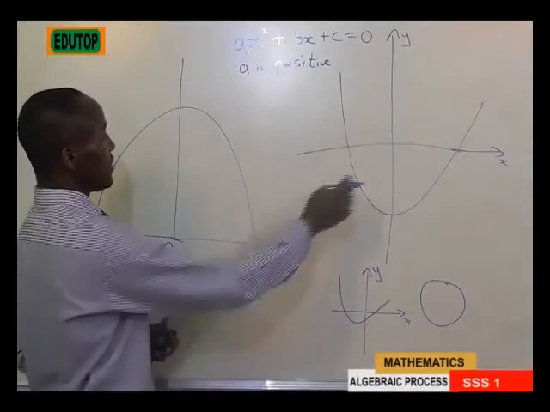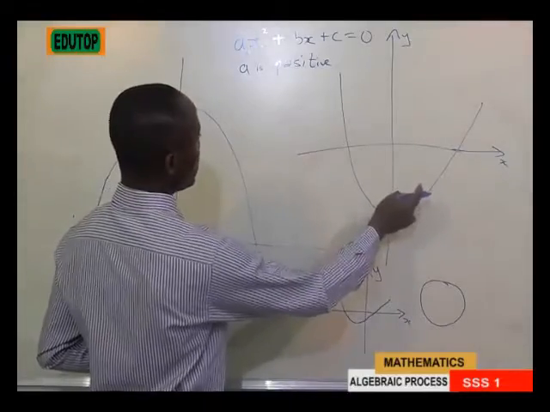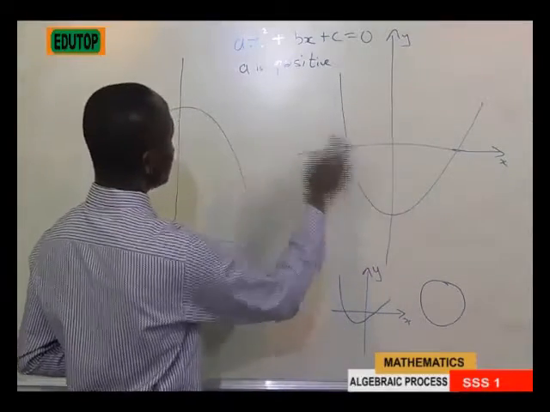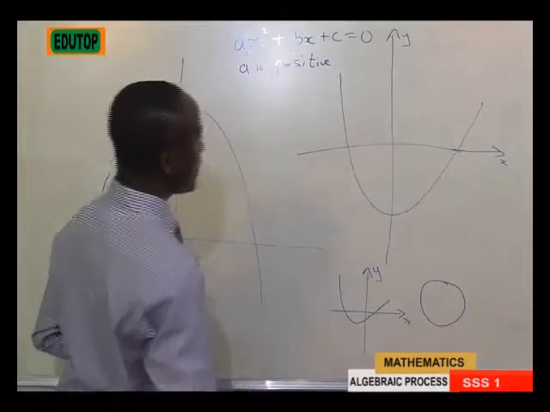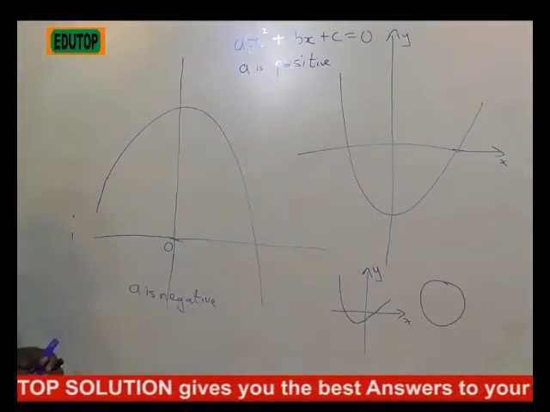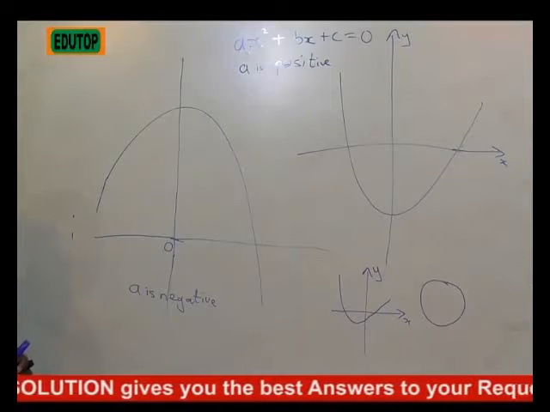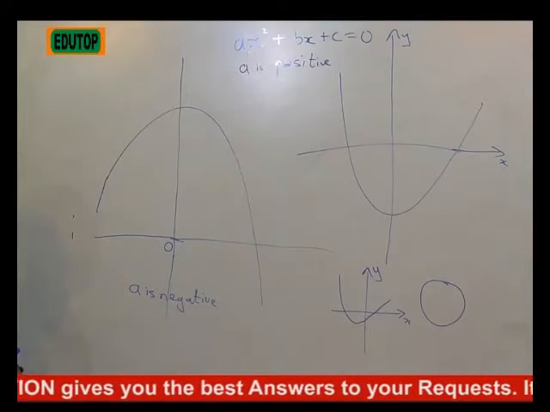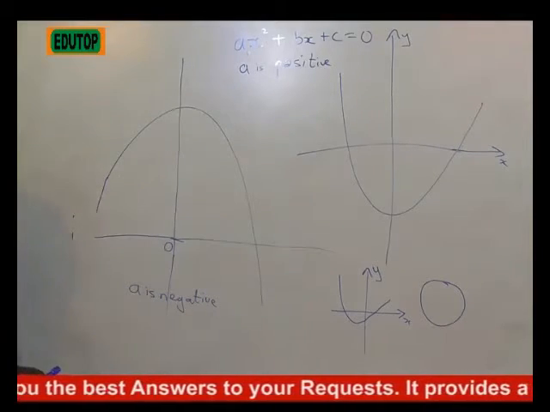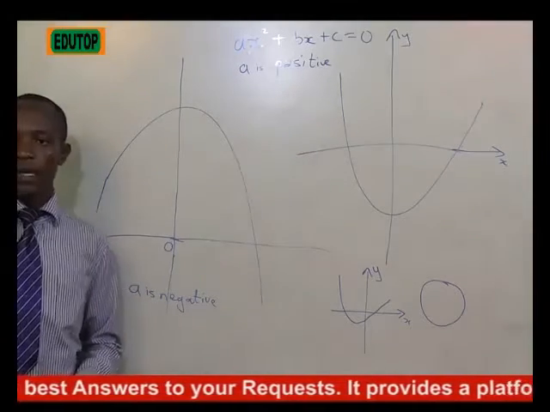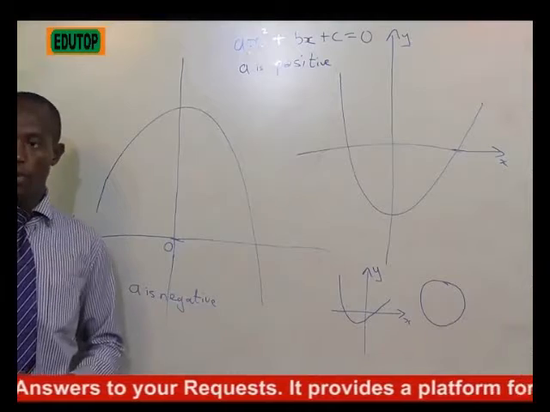So when the coefficient of x squared is positive, we have a U parabola, that looks like U. But when the coefficient of x squared is negative, we have something that looks like an N-shaped parabola.